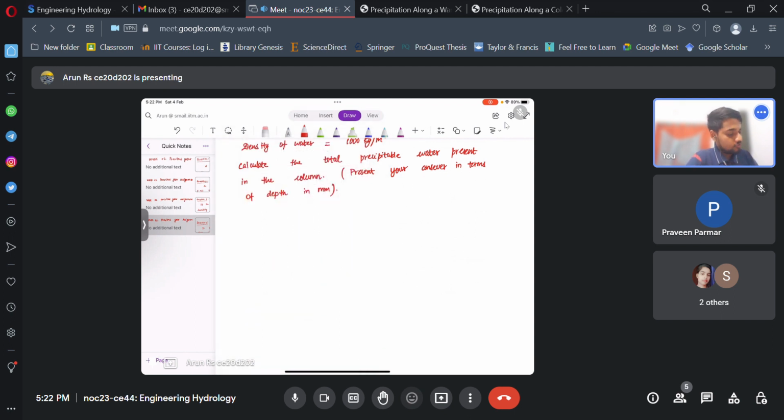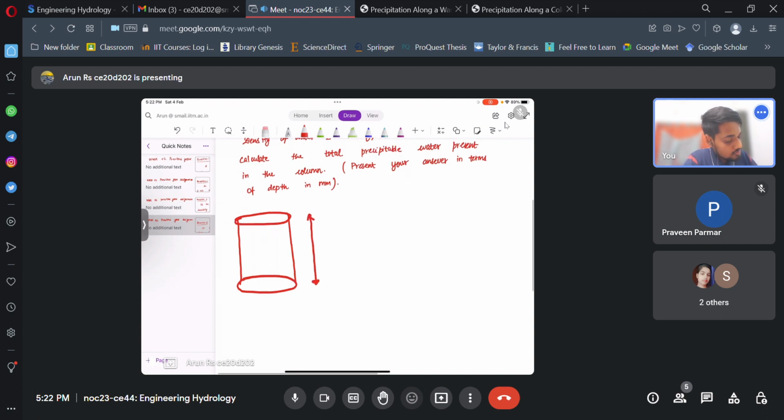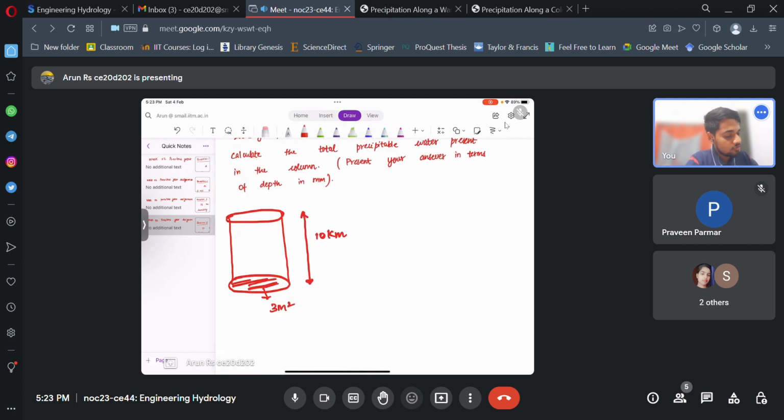So if you take a column, this is the atmospheric column which we are talking about, and the total height is 10 kilometer. And it is over an area of 3 meter square. So we need to find out in this atmospheric column what is the total depth of water that is available for precipitation.